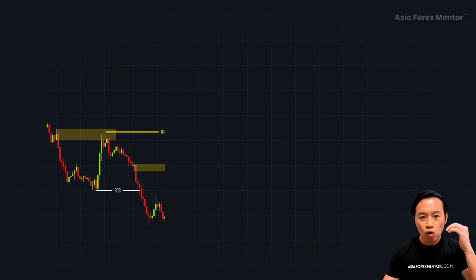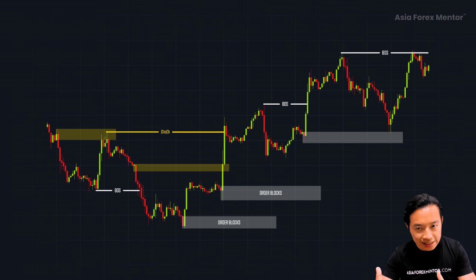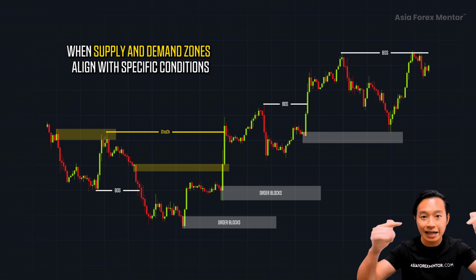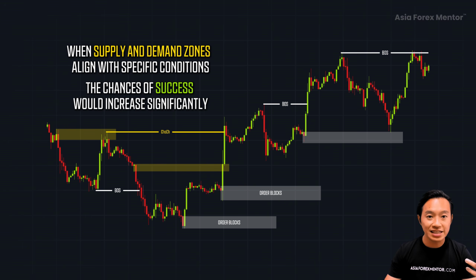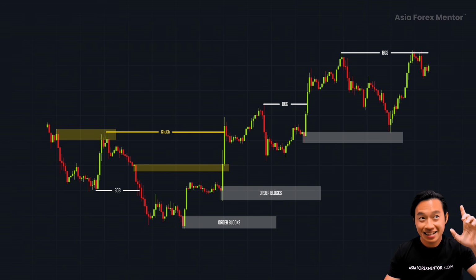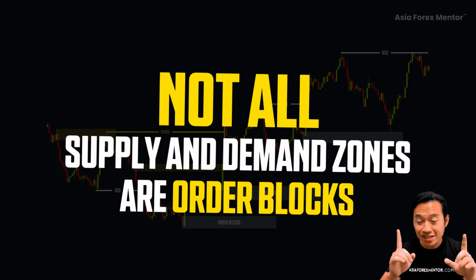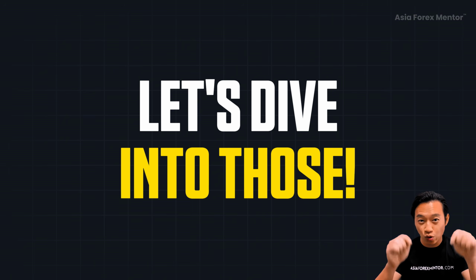Because when you keep looking at all these chart patterns, you're going to notice that when supply and demand zones align with specific conditions, the chances of success would increase significantly, right? But here's the catch, right? Not all supply and demand zones are order blocks, right? There are rules, all right? So now let's dive into those.